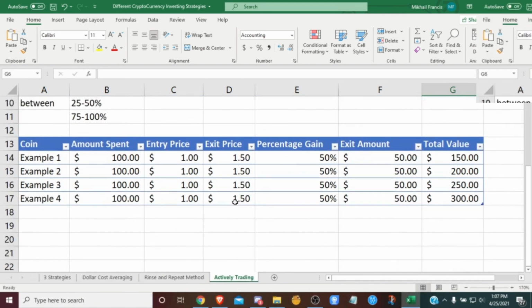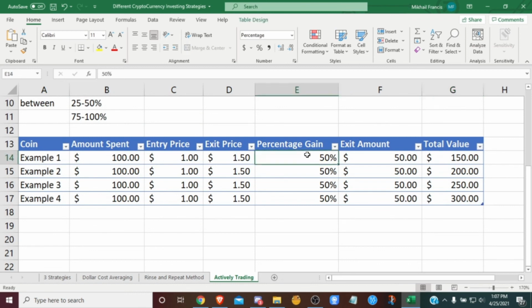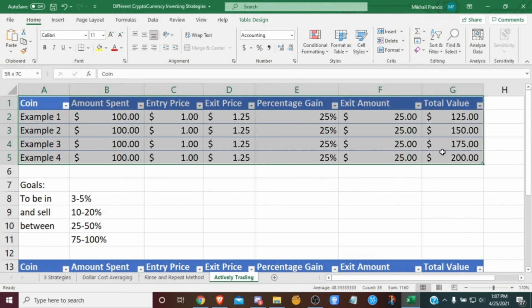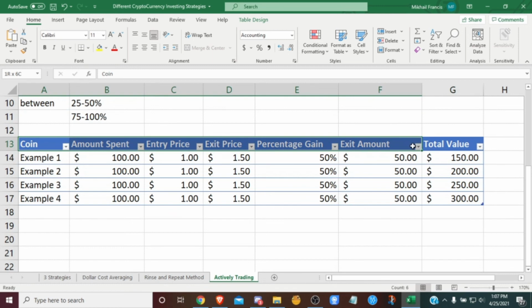Now take a look down here. Instead of the 25% gain, we're now at 50%. So if you were to get in at $1, exit at $1.50, that's a 50% gain. 50% of $100, that's $50. So you left that trade with $150. Your second trade, you'll be at $200. Your third trade, you'll be at $250. Your fourth trade, you'll be at $300. From your first 4 consecutive trades, the $200, that's a $100 profit. From your second chart of trades, the $300 is a $200 profit from your initial $100.